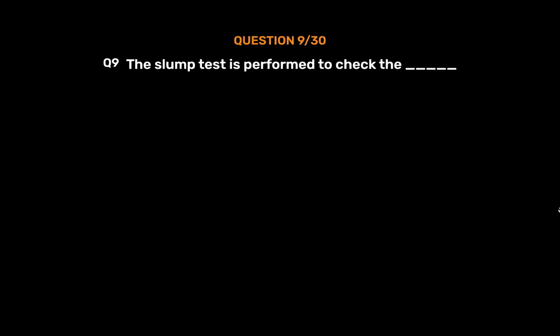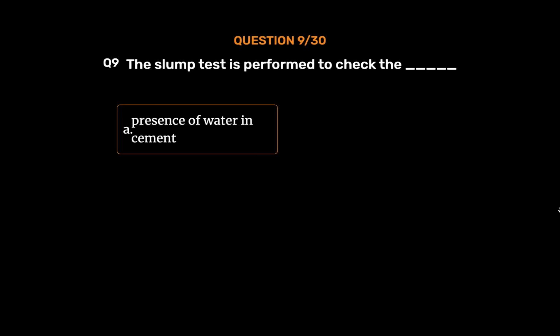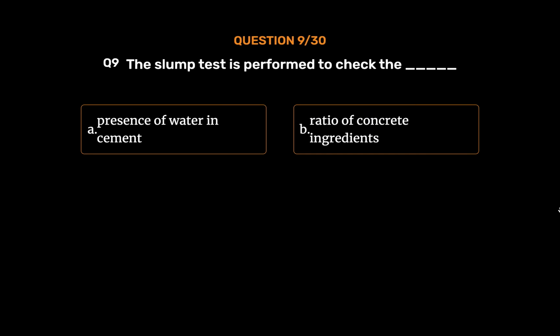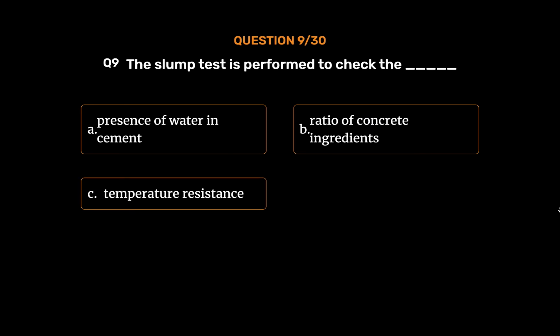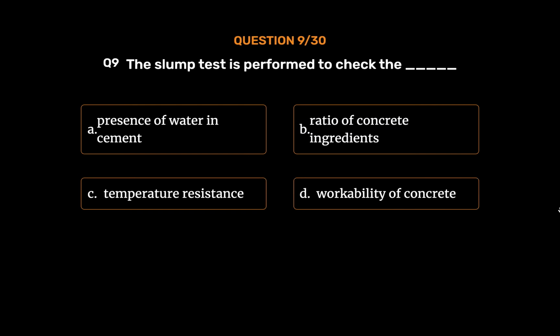Question number 9. The slump test is performed to check the _. Option A, presence of water in cement. Option B, ratio of concrete ingredients. Option C, temperature resistance. Option D, workability of concrete. The correct answer is option D, workability of concrete.